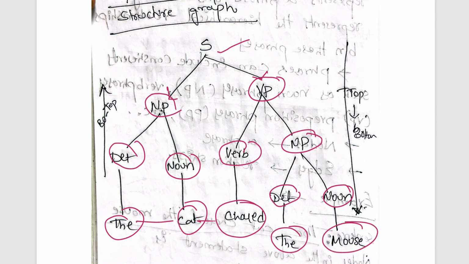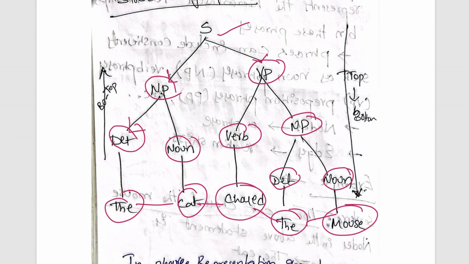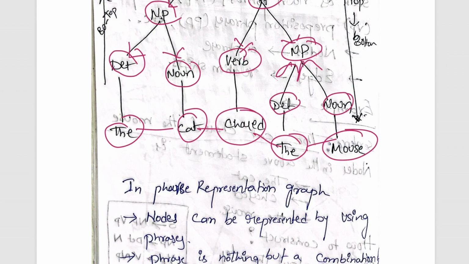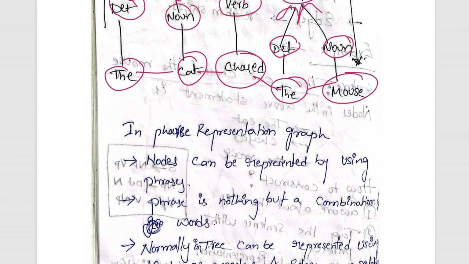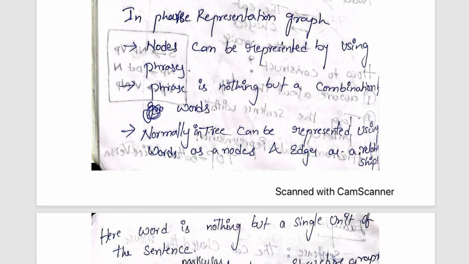So this is the way of constructing the phrase structure graph. If you give the directions from top to bottom, or from bottom to top, that is the representation of a phrase structure graph. So this is about the phrase structure graph.